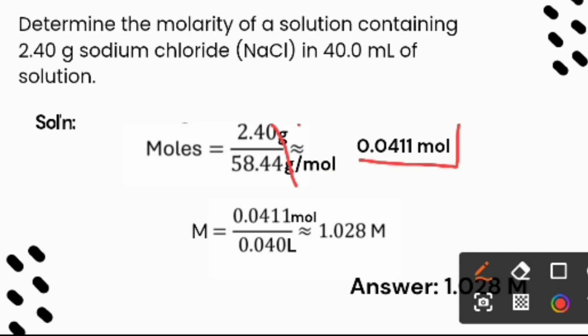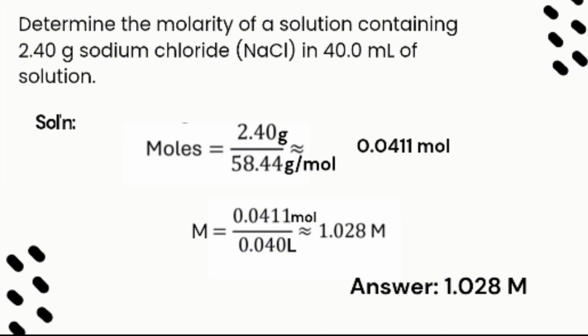That makes it 0.0411 mole. And finally, we're going to find the molarity. So M equals 0.0411 mole over 0.040 liters, which equals 1.028 molarity. And the answer is 1.028 molarity.